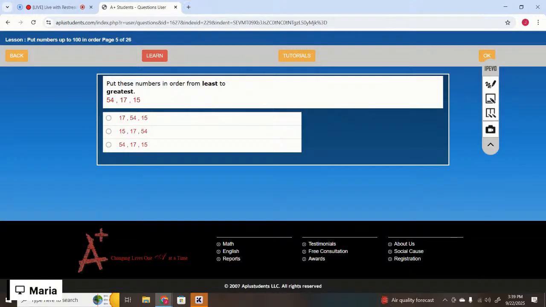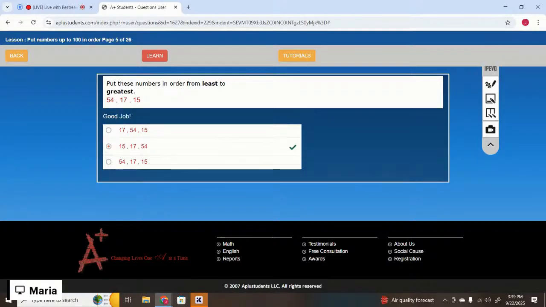Put these numbers in order from least to greatest. That is 15, 17, and 54. Option number 2 is the correct option.